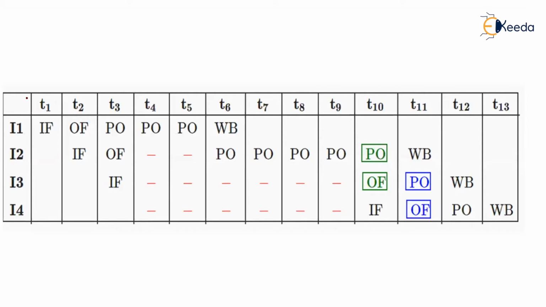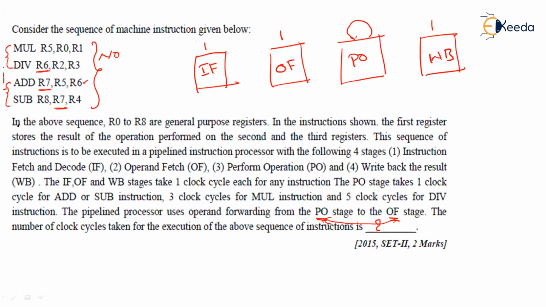Okay, so this is the space-time diagram for the question. Let us have a look at this. I1 is the multiplication instruction, I2 is division, I3 is addition, and I4 is subtraction.